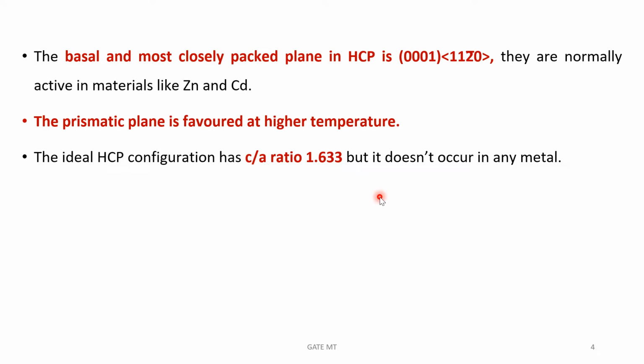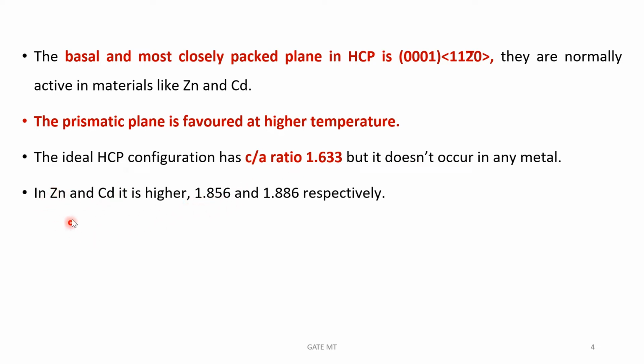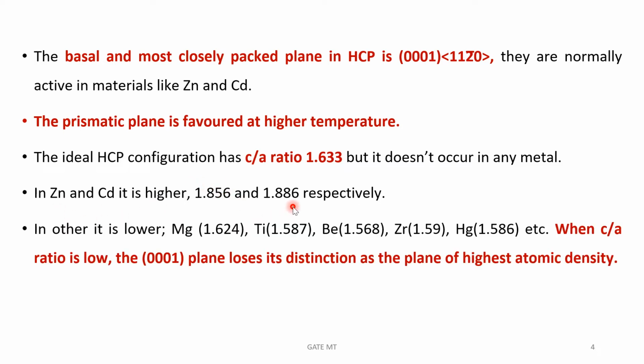since it's called ideal, it doesn't occur in any metal. The values are usually higher or lower. So in zinc and cadmium, these values are higher. For zinc, it is 1.856, and for cadmium, it is 1.886. For many other materials like magnesium, titanium, beryllium, zirconium, mercury, etc., the c by a ratio is lower.